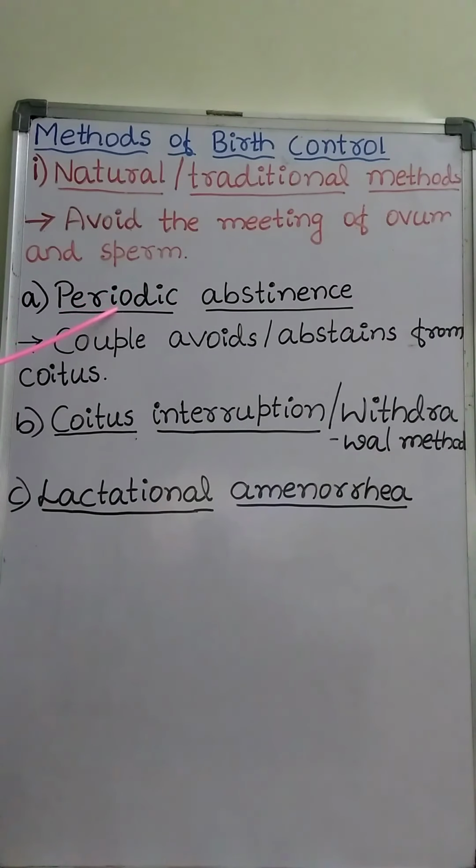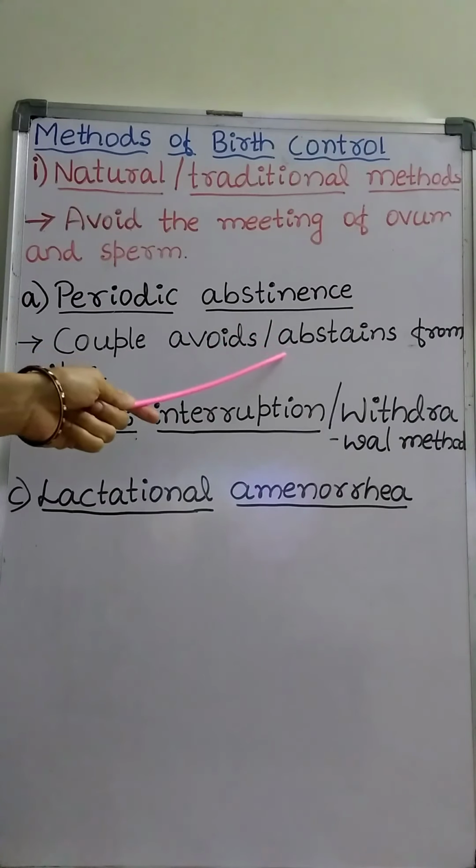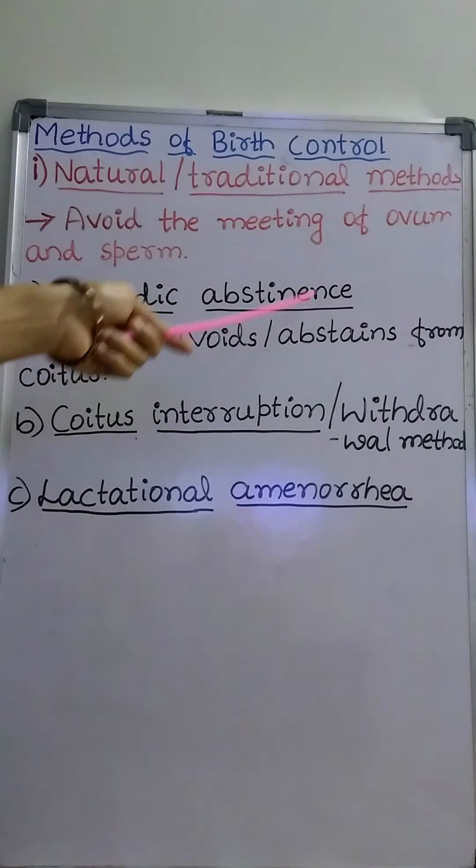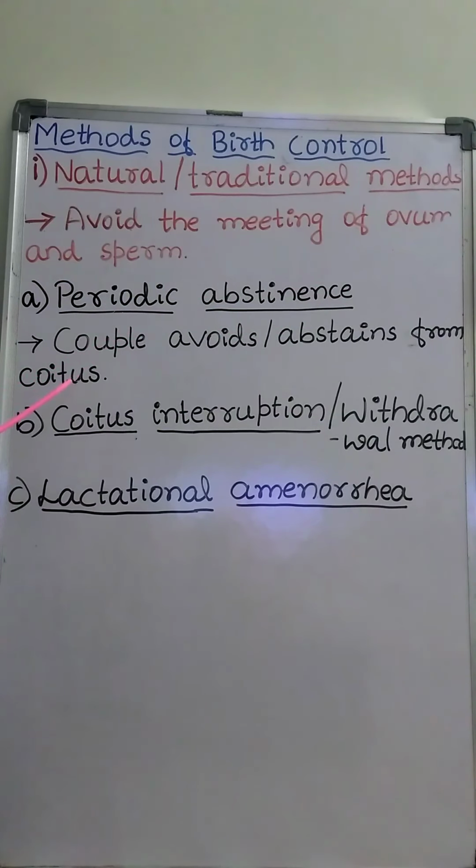It is one of the birth control methods in which the couple abstains from coitus or sexual intercourse from day 10 to 17 of the menstrual cycle.